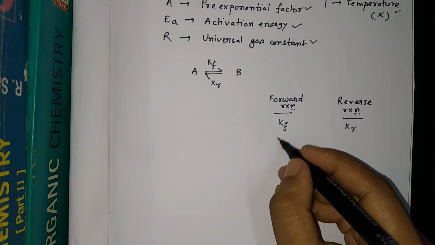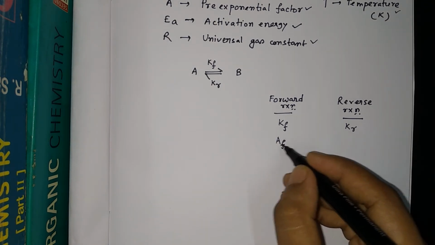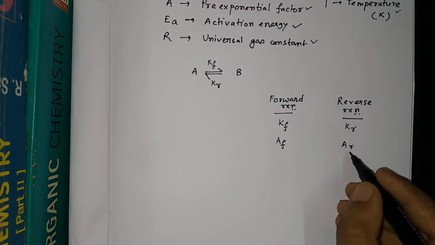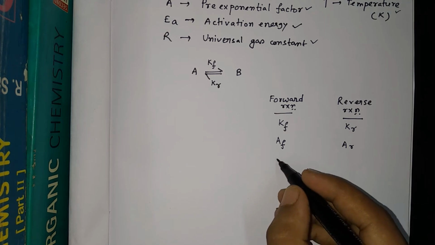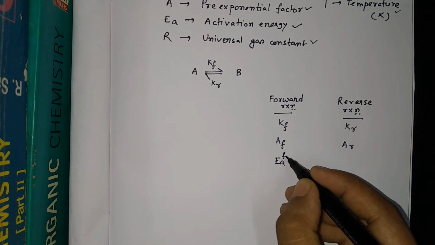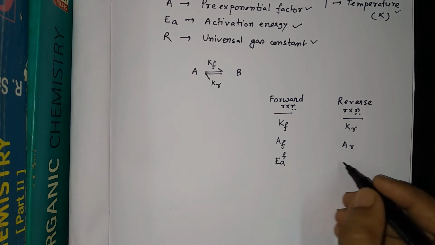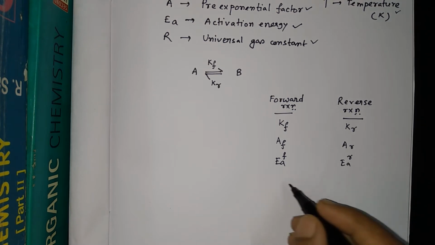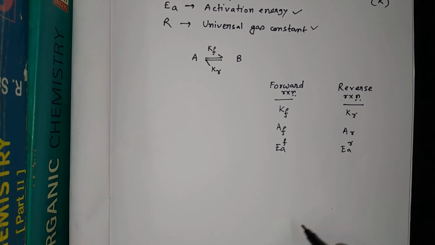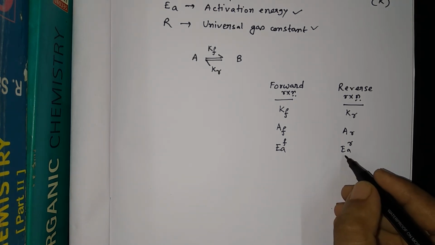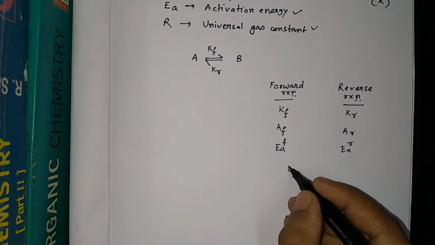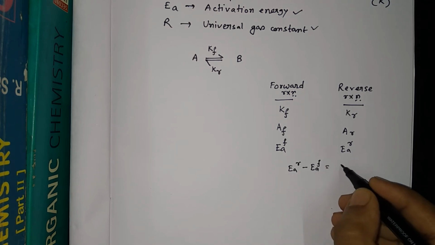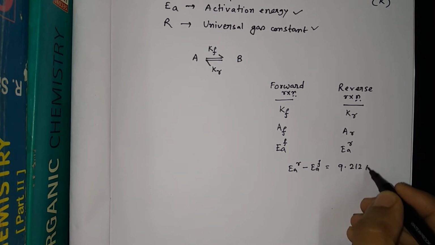Now AF is the pre-exponential factor for the forward reaction, AR is the pre-exponential factor for the reverse reaction, and EAF is the activation energy for the forward reaction, and EAR is the activation energy for the reverse reaction. So now guys, what is given in the question is that the difference between the activation energy of the reverse reaction and the activation energy of the forward reaction is equal to 9.212 RT.